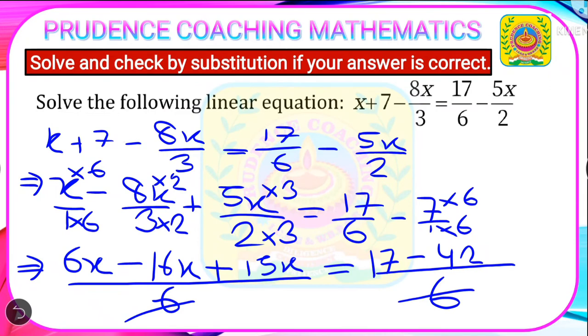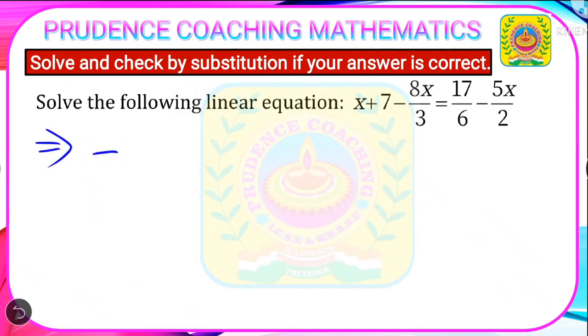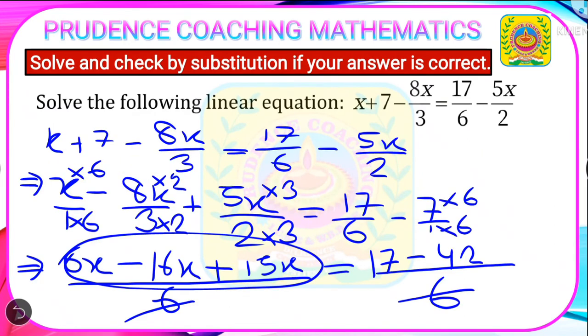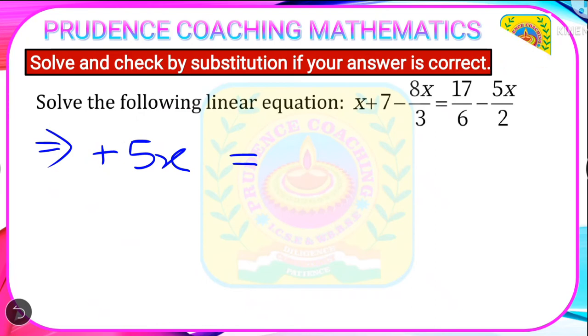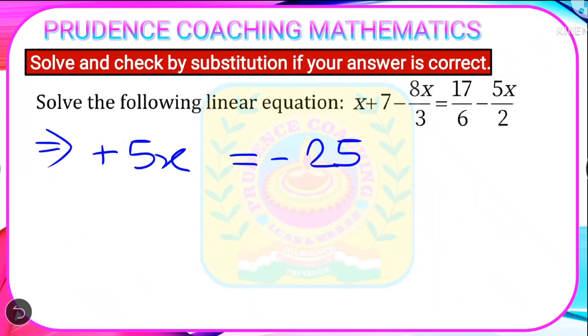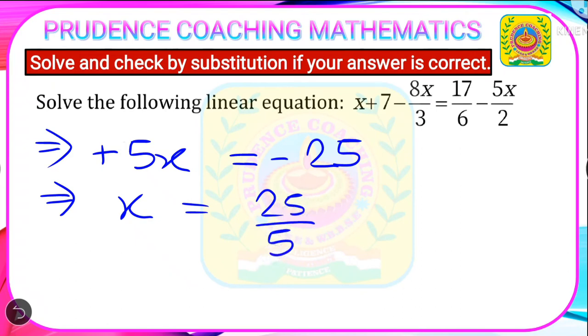So it will get cancelled, and here if we calculate, then we will get plus 5x. So plus 5x we will get here, and here if we calculate this side, that is 17 minus 42, what you will get is minus 25, because here the bigger value is 42 and we have minus here. So 42 minus 17 will give you 25 and the sign will be of the greater one. So here you will get the value of x equals 25 by 5. So here the answer will be minus 5, or the value of x will be minus 5.